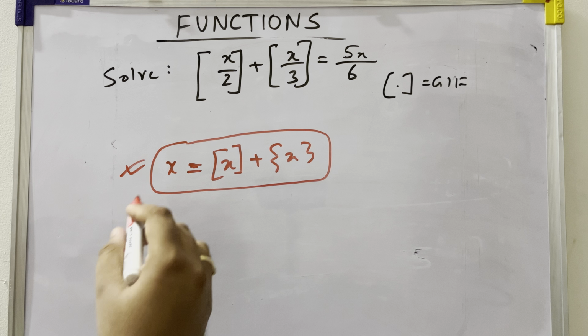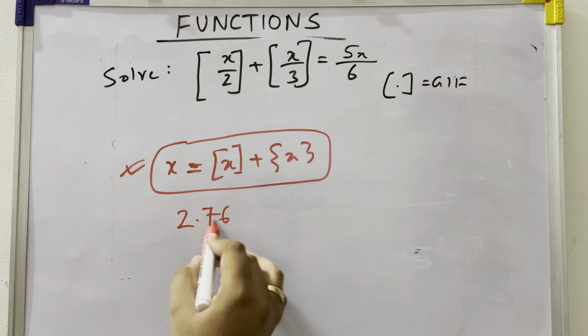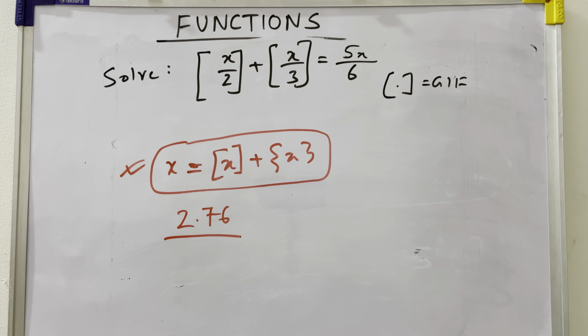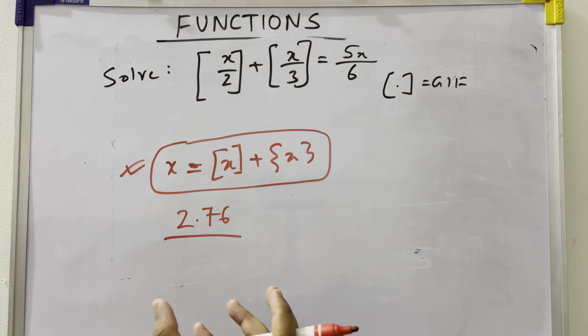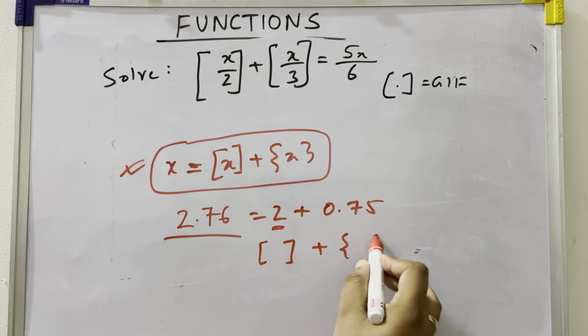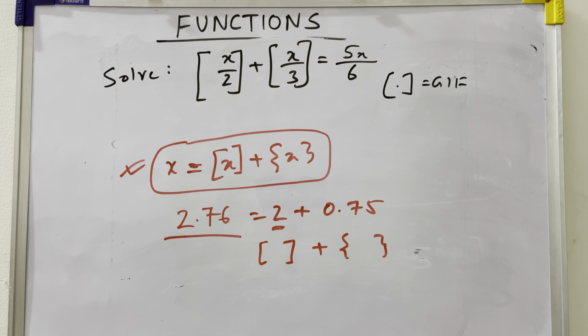Say for example, you have a number 2.75, students. This is a real number, right? So a real number is always built up of a greatest integer part, which is 2, and a fractional part of x, which is 0.75. So this is the greatest integer and this is the fractional part of the number. So always x can be written as greatest integer function of x plus fractional part of x. I think this is very much clear to you all.